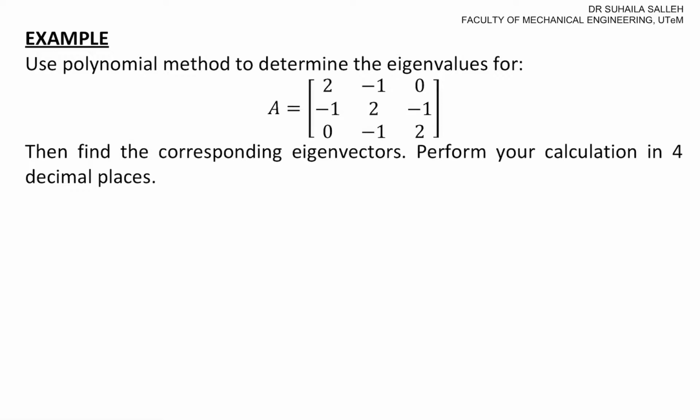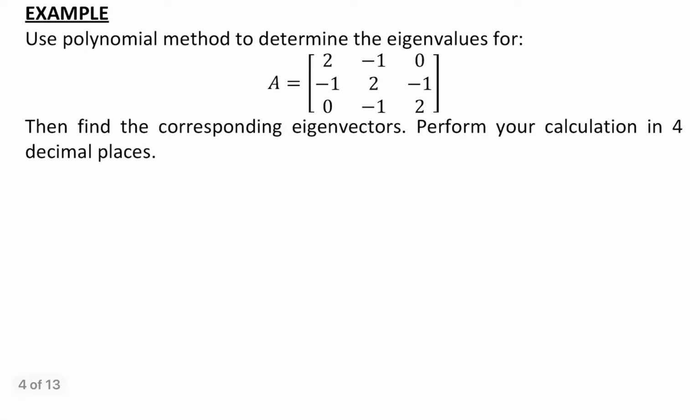Okay, let's look at another example. So use the polynomial method to determine the eigenvalues for the matrix A. Now obviously this matrix A is actually the coefficients of a system of linear equations, yeah? Then find the corresponding eigenvectors. Perform your calculation in 4 decimal places.